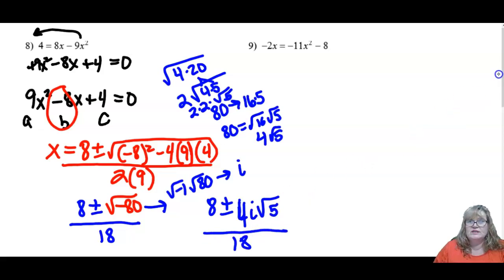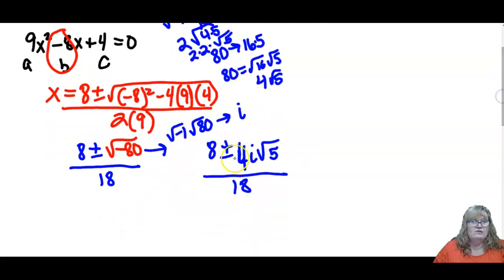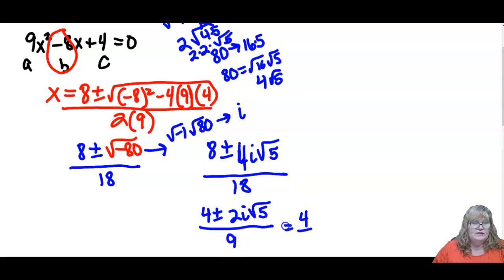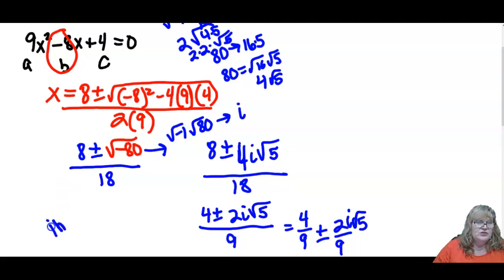Now remember, you have two choices. You can very carefully remember to reduce all these by 2, or you can separate them. 8 over 18 will become 4/9, and 4 over 18 will reduce by 2 to 2/9, and there's an i square roots of 5. All right, very carefully, this is two solutions. Everybody's good on that, right? One is a plus and one is a minus. These are complex or imaginary solutions.